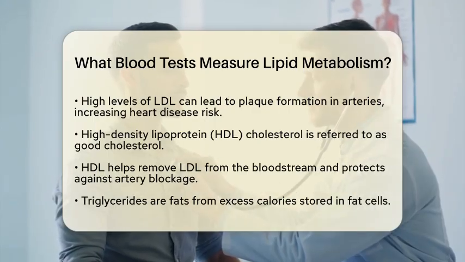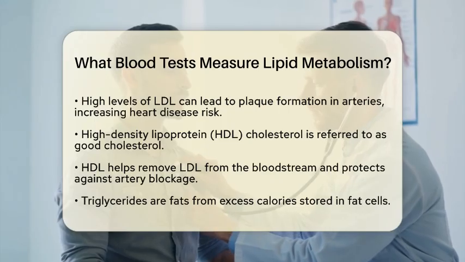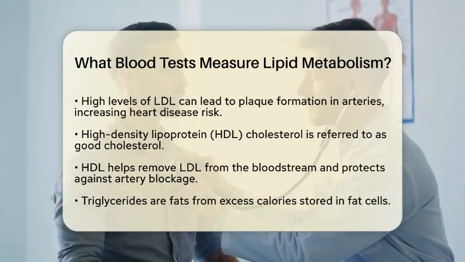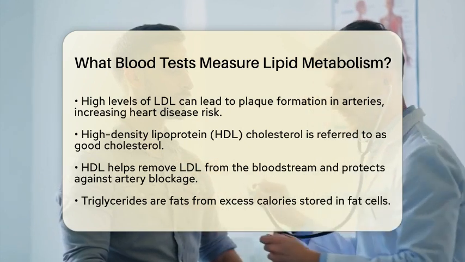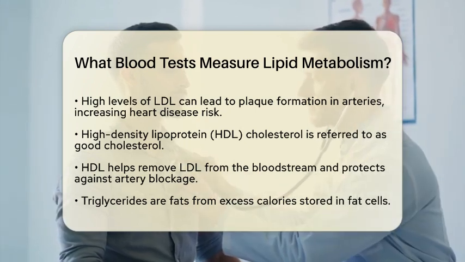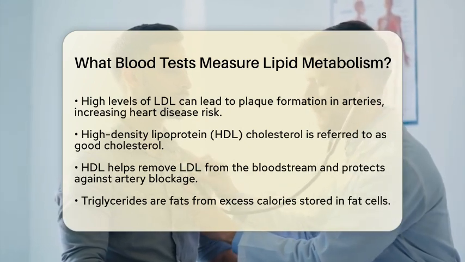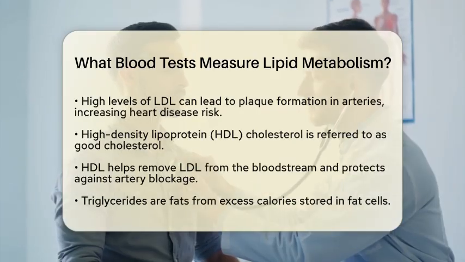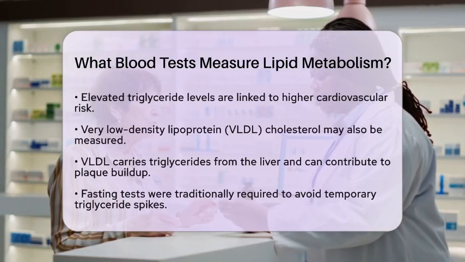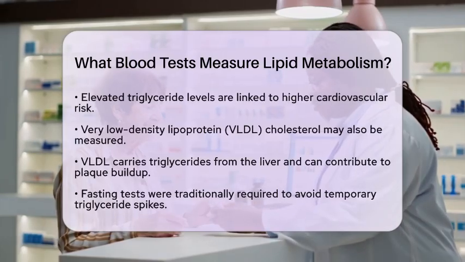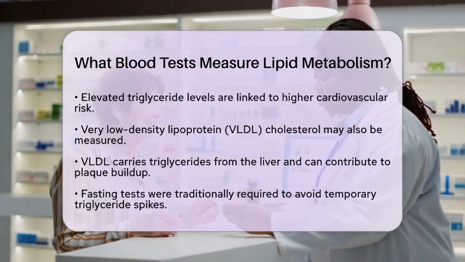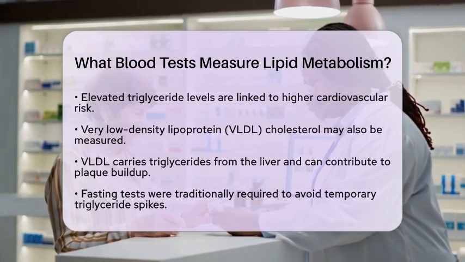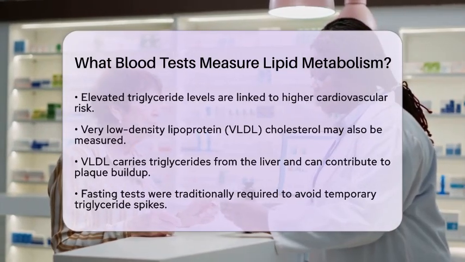Triglycerides are another important measurement. These fats come from excess calories and are stored in fat cells. Elevated triglyceride levels are linked to increased cardiovascular risk and often accompany high cholesterol levels. Sometimes, very low-density lipoprotein cholesterol is also measured. This type carries triglycerides from the liver to tissues and can contribute to plaque buildup in the arteries.